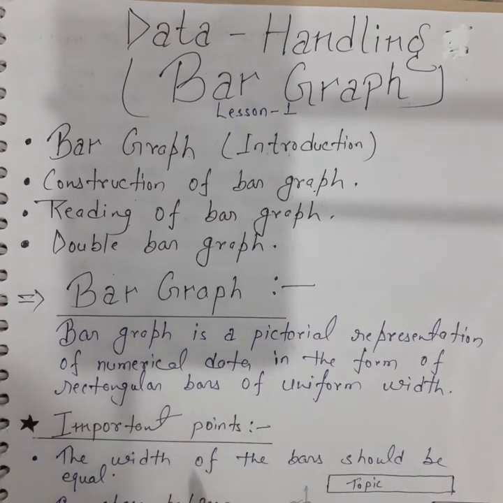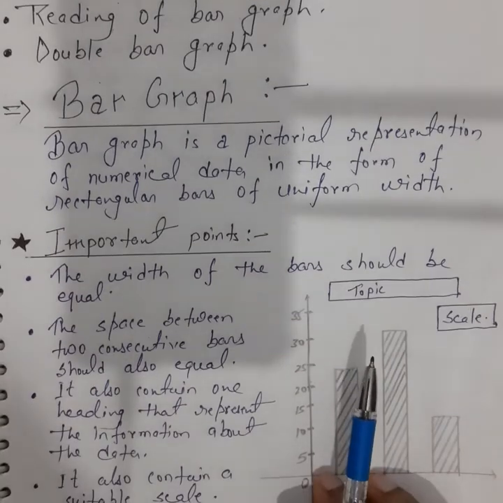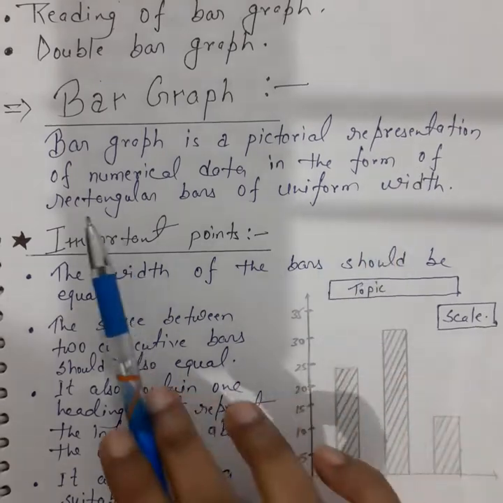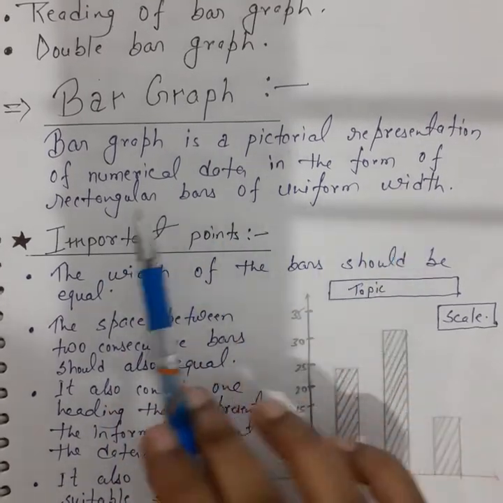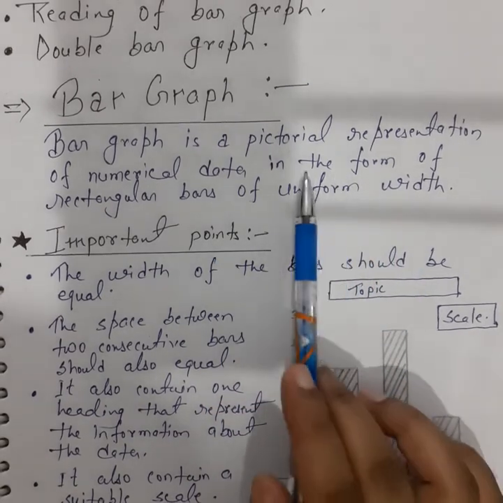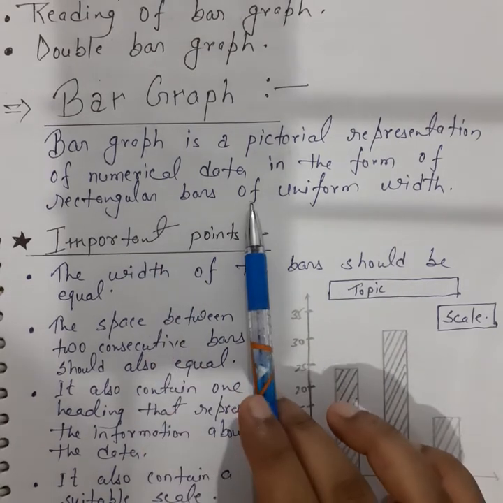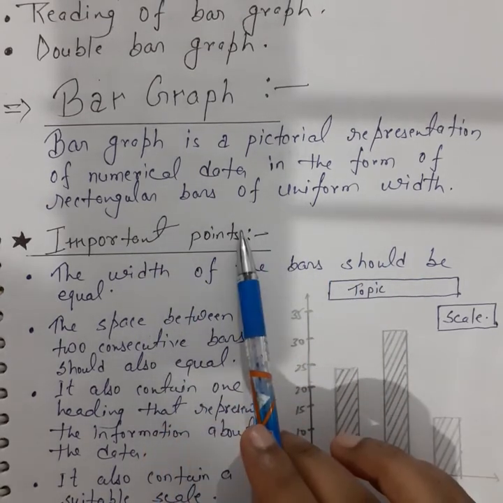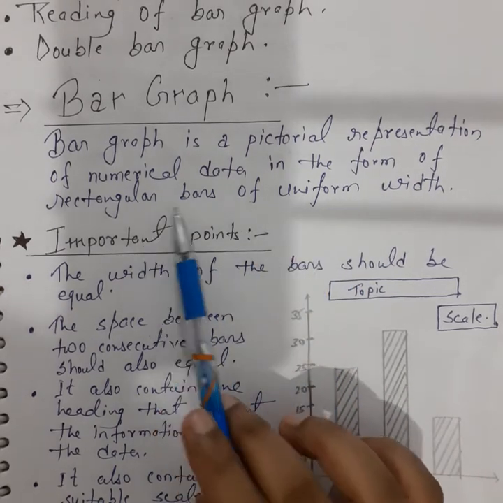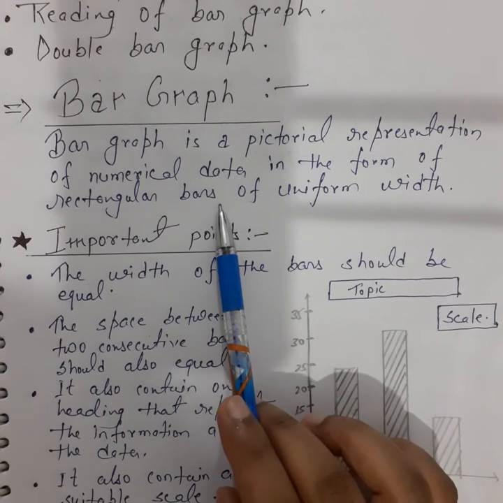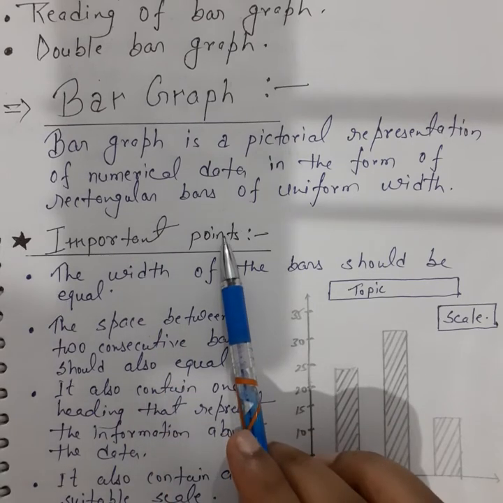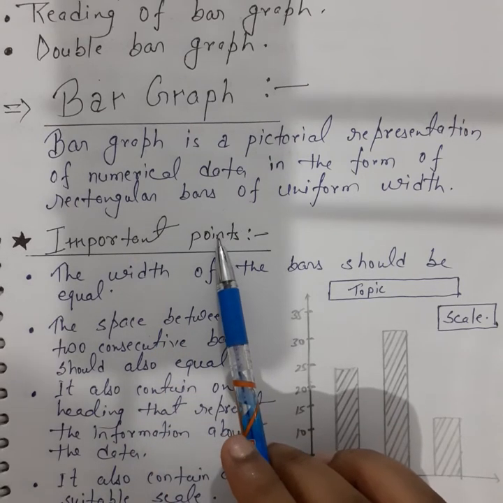Okay, let's start. First, we see what is a bar graph. Students, a bar graph is a pictorial representation of numerical data in the form of rectangular bars of uniform width. It means we have to represent the numerical data in the form of rectangular bars of uniform width. It means the width of all the rectangular bars should be equal.